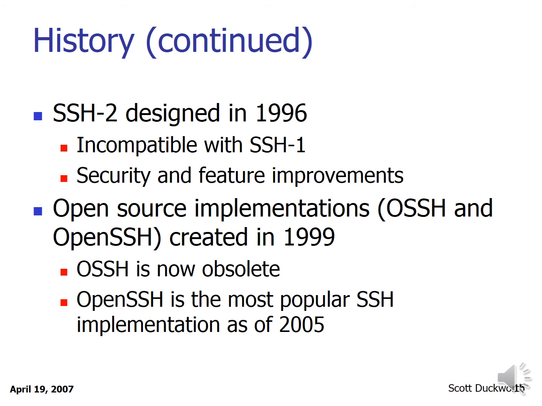A revision of SSH1 is SSH2, designed in 1996, with security and feature improvements. Open source implementations OSSH and OpenSSH were created in 1995. The original open source SSH is now obsolete, not existing at all. It was the most popular in those days, in 2000.